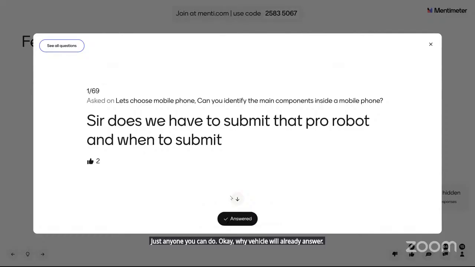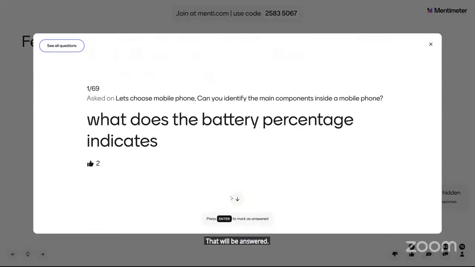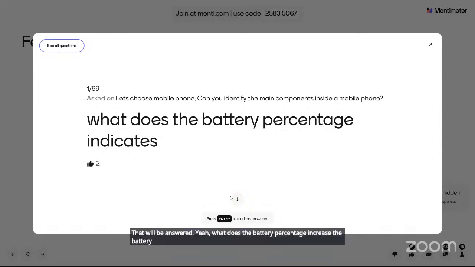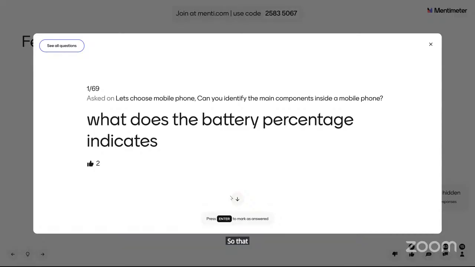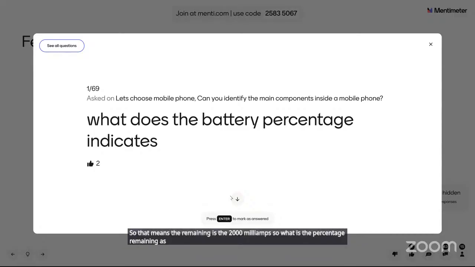That will be answered. Yeah, what does the battery percentage increase? The battery percentage is dependent on the current that is available. Like we have a 4000 mAh battery. Out of 4000 I can consume 2000 mAh, 2000 milliampere current. So that means the remaining is 2000 milliampere. So what is the percentage remaining as compared to the maximum? 2000 divided by 4000 is 0.5 or 50%. So my battery percentage is 50%.